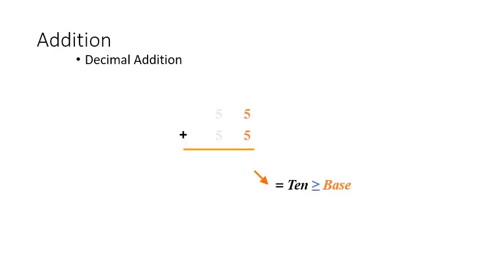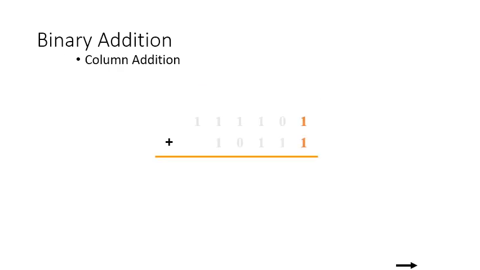So, decimal addition. As you know, for decimal addition you will simply add two numbers and there will be a carry in this case. So 5 plus 5 is 10, 0 and carry 1. Simply using this rule, you will have 110 as a result.